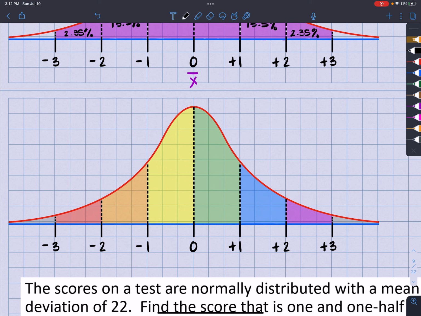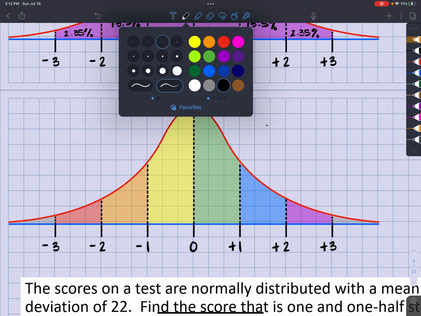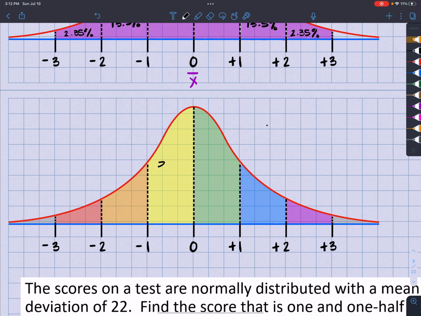I know that this is 34%. This is 34%. The orange and the blue is going to be what? Correct, it's going to be 13.5% and 13.5%. The purple and the red is going to be what? It's going to be 2.35.